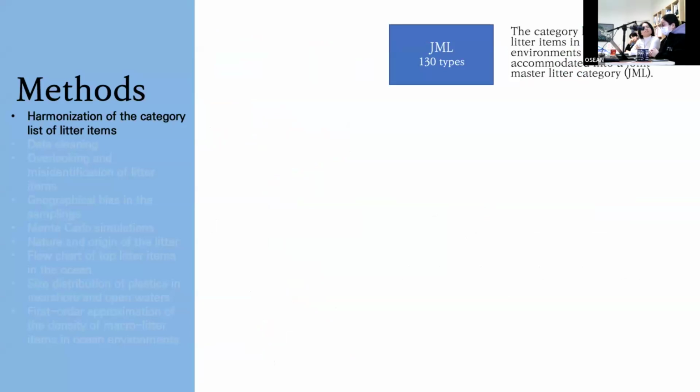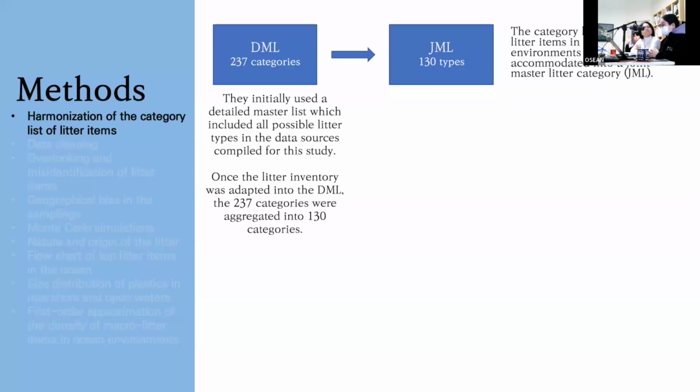So the first part was to create a harmonization of category lists of litter items. The category lists used to classify litter items in the different environments and studies were accommodated into a joint master list category, which they call JML. This JML was made up of a total of 130 types of products. To create this JML, they initially used a detailed master list called DML, which has 237 categories that included all possible litter types in the data sources compiled for this study. Once a litter inventory was adapted into the DML, the 237 categories were aggregated into 130 categories to deliver the inventory in the JML format. The criteria they used for harmonizing litter classifications are shown in supplementary table 2, which we will see later.